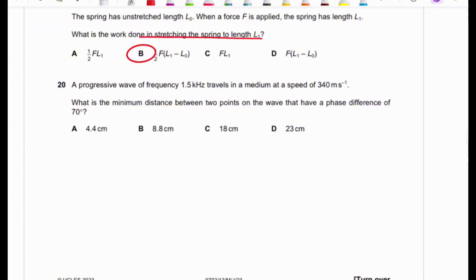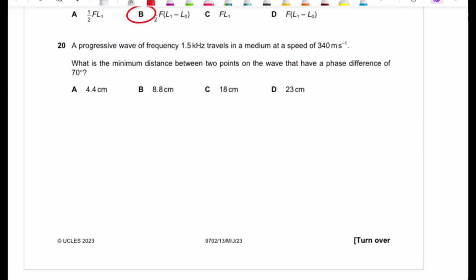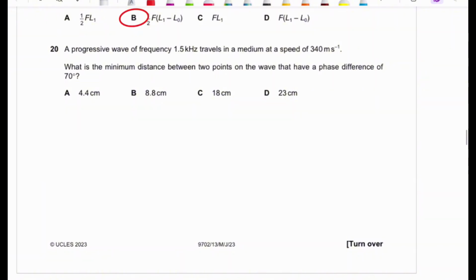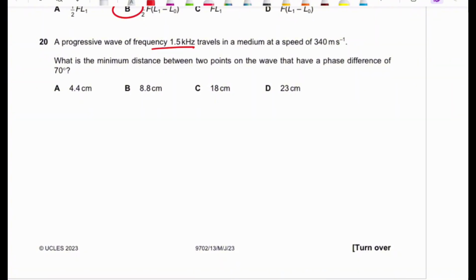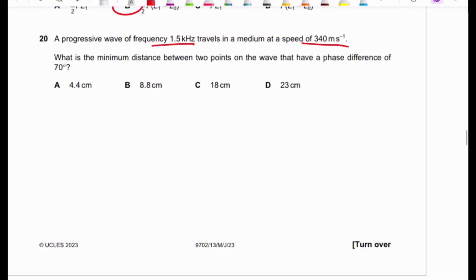Moving to question number 20. We've been given a progressive wave. Let's move on. We're almost halfway through. We've been given a frequency of 1.5 kilohertz that's traveling in a medium at a speed of 340. What is the minimum distance between 2 points on a wave that have a phase difference of 70 degrees?